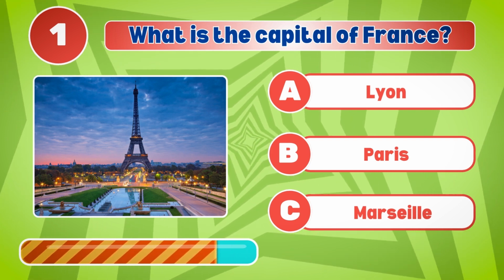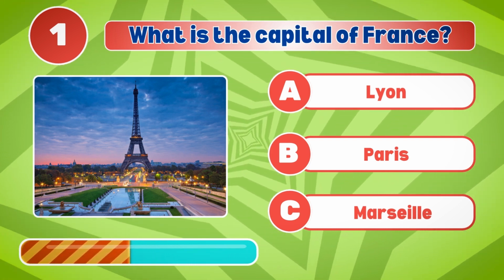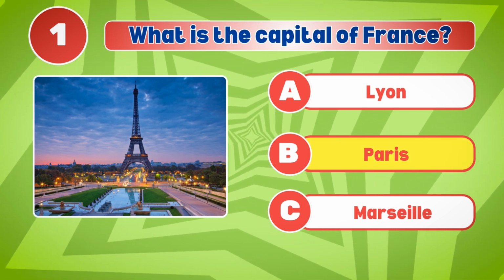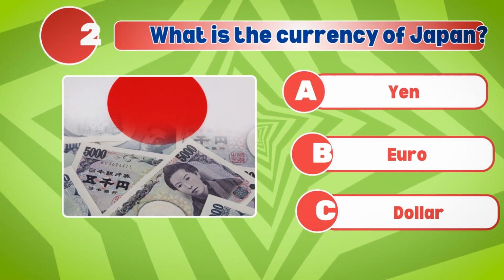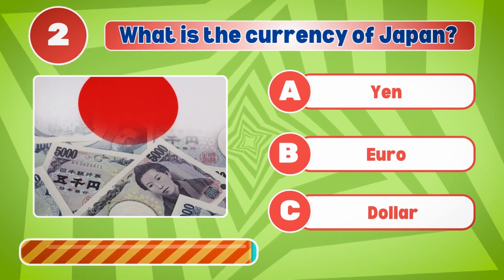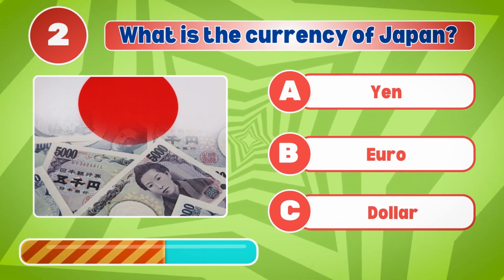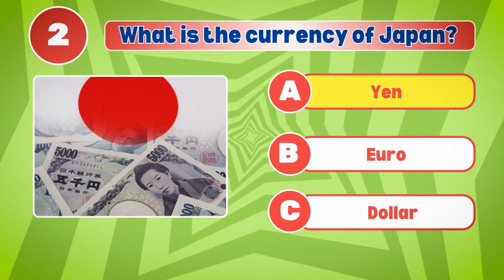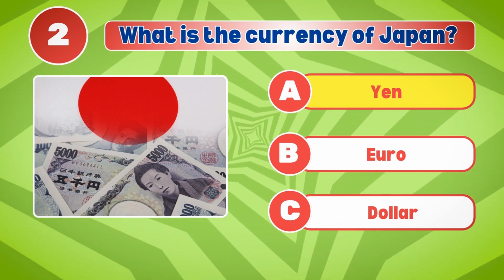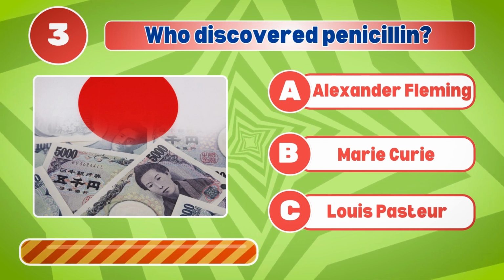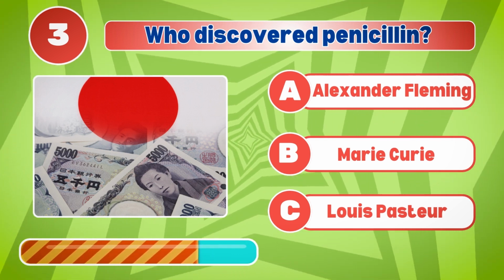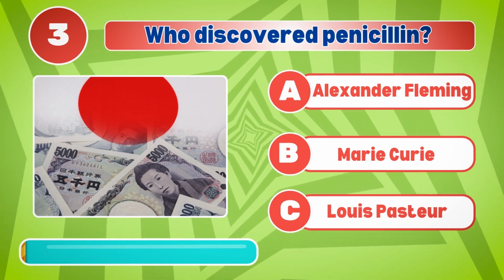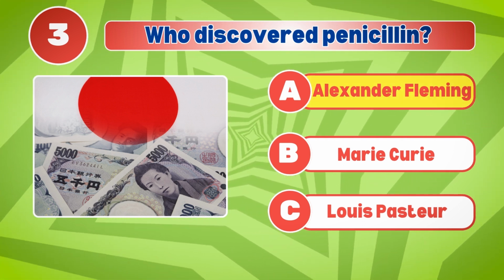What is the capital of France? Paris. What is the currency of Japan? Yen. Who discovered penicillin? Alexander Fleming.